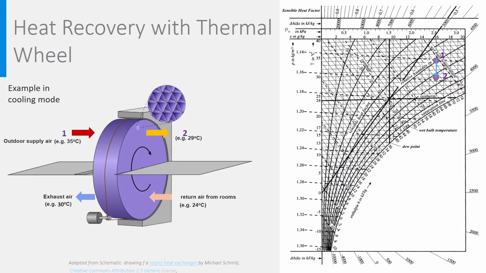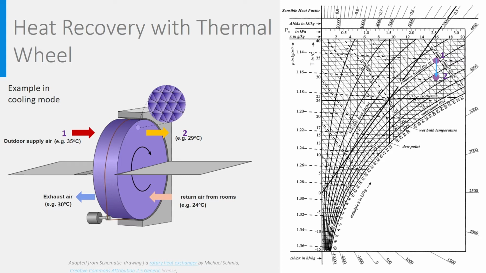Instead of using a conventional heat exchanger, it is also possible to use a thermal wheel, which is a rotating heat exchanger placed between the return air pipe below and the supply air duct above. The wheel is an aluminum structure with a lot of surface, just like in a beehive. Let's take an example in cooling mode.